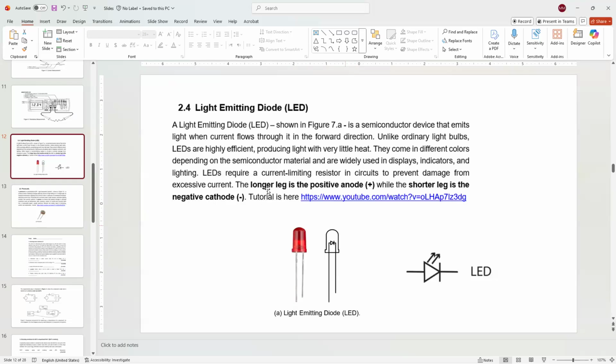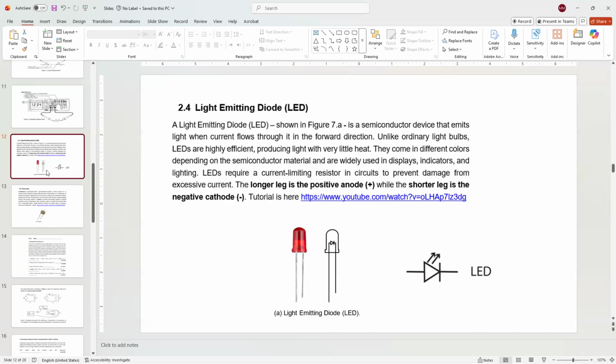So I'm writing here, the longer leg is the positive, or anode. Again, you can see this one like an arrow, because current can only flow in one direction. So if the anode voltage is greater, current is going to flow, and then it's going to turn on. You can see the light emitted. But if the cathode is greater, current is blocked, no current, open circuit.